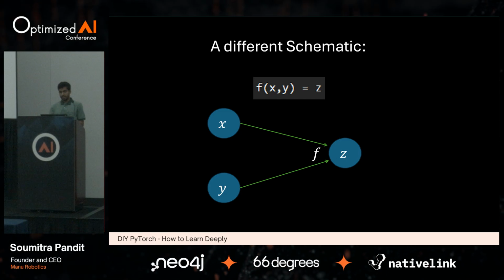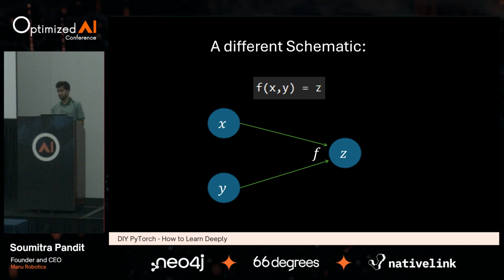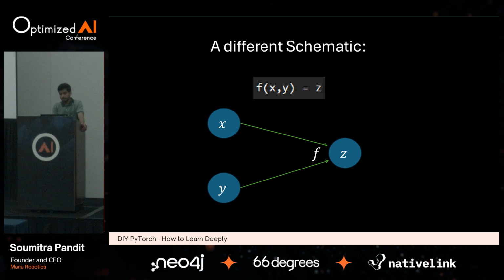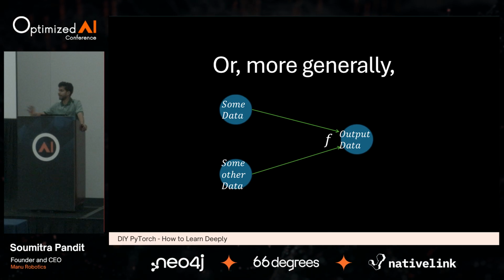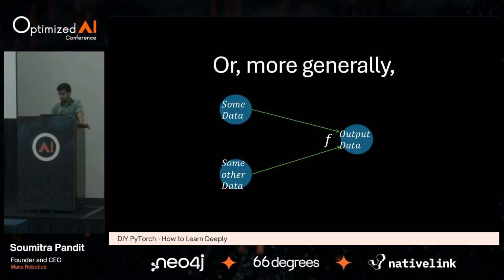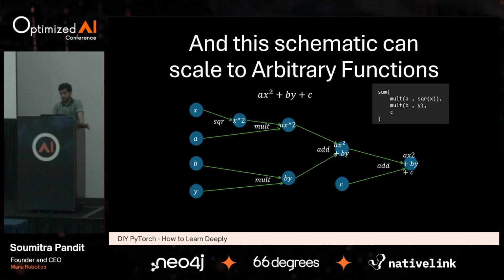All we have are nodes which have some values and another node which is also a value. But this directed graph essentially is created by this function being applied to x and y. The beautiful thing about this schematic is that it can extend generally to data in this way. So we have some data, and that can be any abstract data, and you have some other data, and then you get some output data. And now this is the ugly function that we saw earlier, the equation, and this is the trace for that function in our schematic.